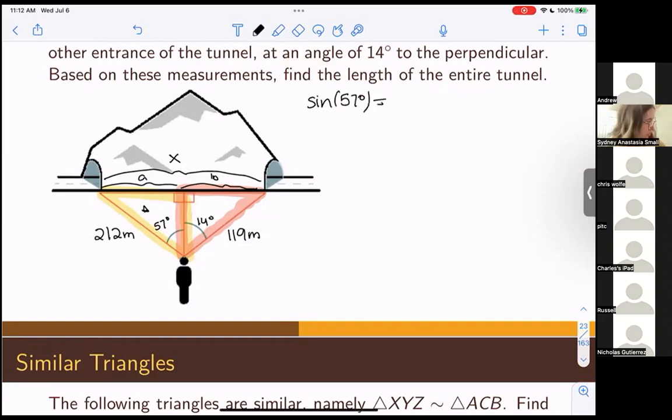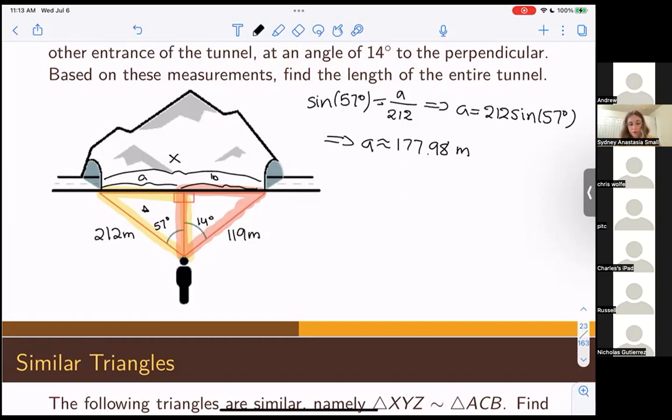is equal to the opposite, which we're just calling A at this point, over 212. If we just multiply both sides by 212, let's start there. We just get that A is equal to 212 times the sine of 57 degrees. Now, if we plug it into our calculator, because it's a little more nice for us and will require less steps, we get that A is approximately 177.98 meters. Just by evaluating the sine of 57 degrees in the calculator and multiplying by 212.